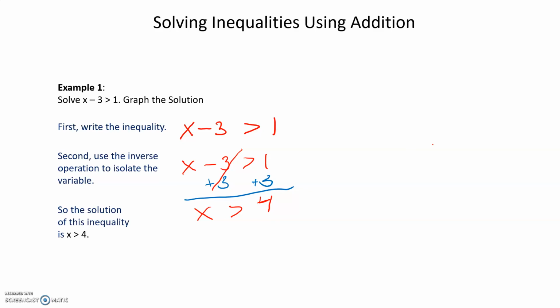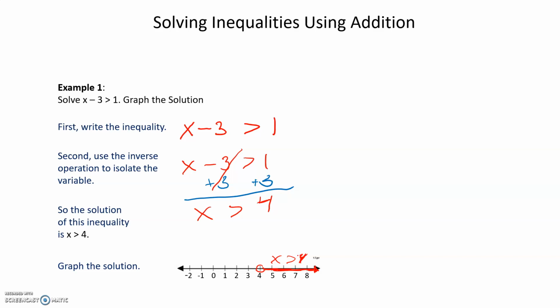Now I'm going to graph it. All right, so just like we did last week, I'm going to find 4. I'm going to use an open circle because 4 cannot be included. x has got to be greater than 4. And then I'm going to shade to the right because whatever x is greater than, that's not a very nice looking 4, but x is greater than 4.